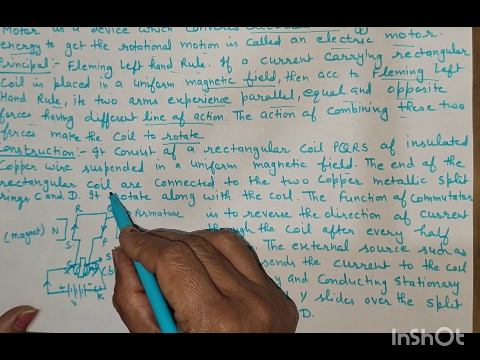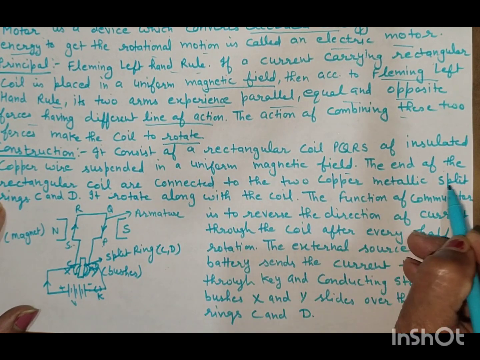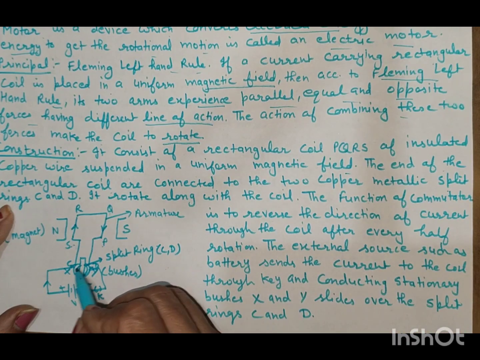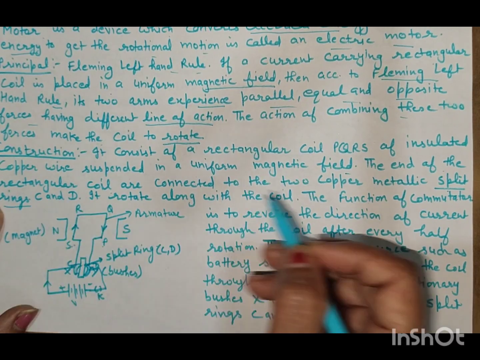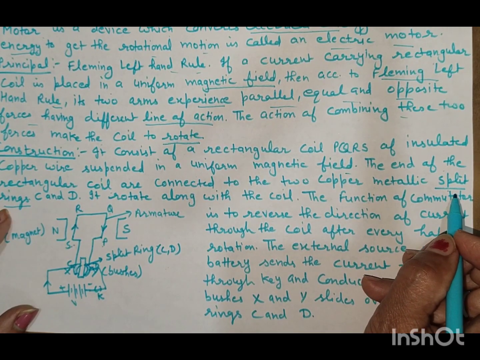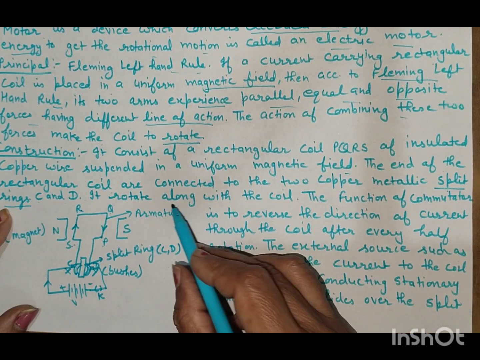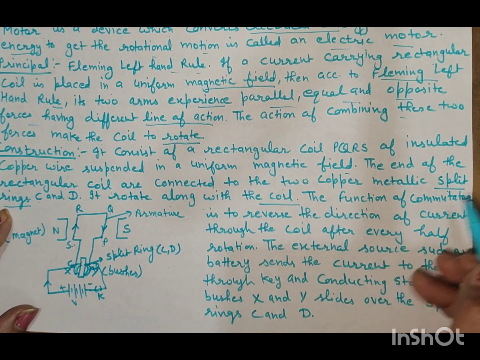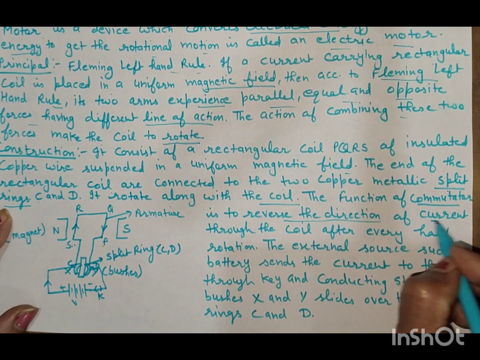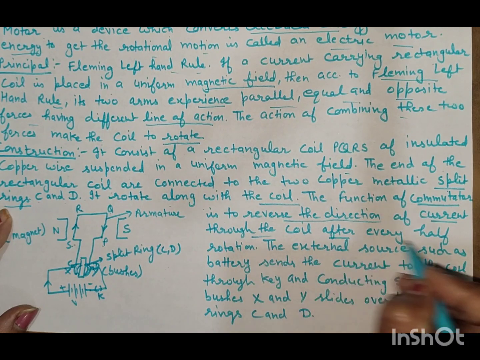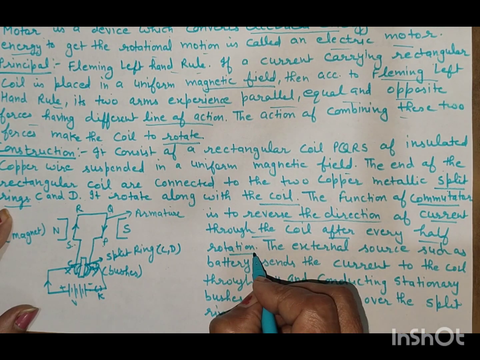The ends of the rectangular coil are connected to two copper metallic split rings. These are the split rings. It is divided into two parts, or split in two parts. That's why it is called a split ring. C and D rotate along with the coil. The function of the commutator is to reverse the direction of the current through the coil after every half rotation.